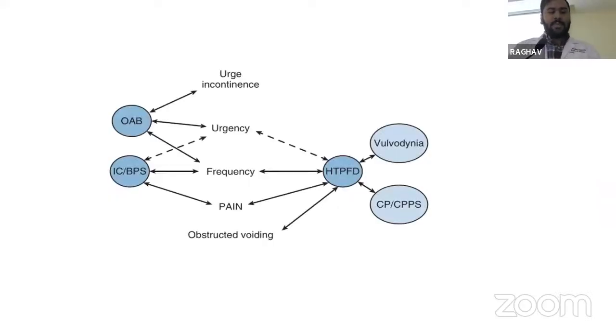There is an overlap of some symptoms with other commonly associated disorders, which may be overactive bladder or hypertonic pelvic floor dysfunction: urge incontinence, urgency, frequency, pain, and obstructed voiding. All of these can be seen in all three. Hypertonic pelvic floor dysfunction also has vulvodynia.